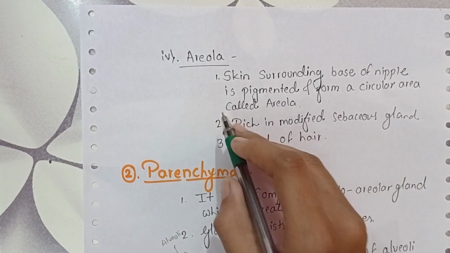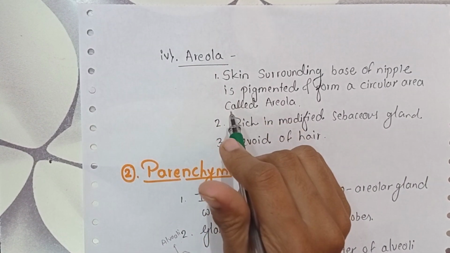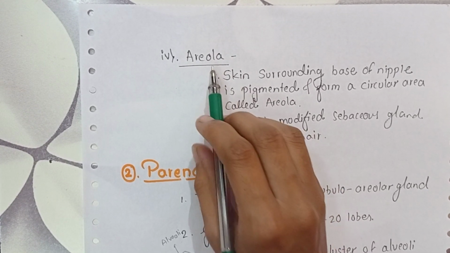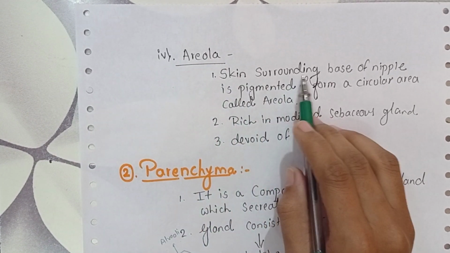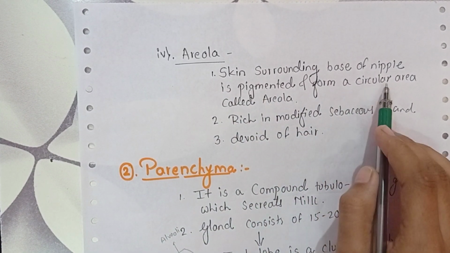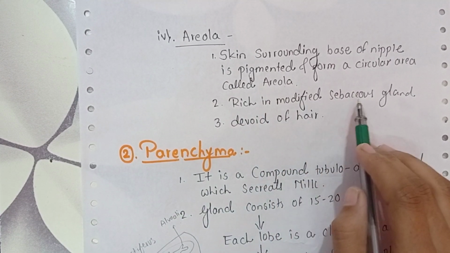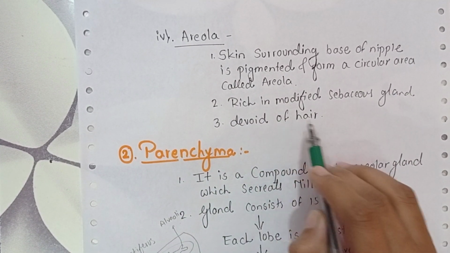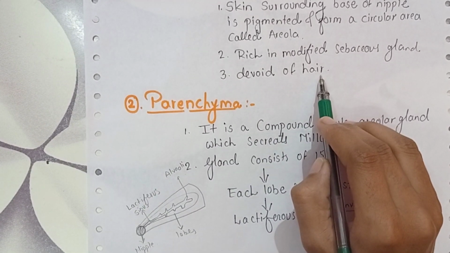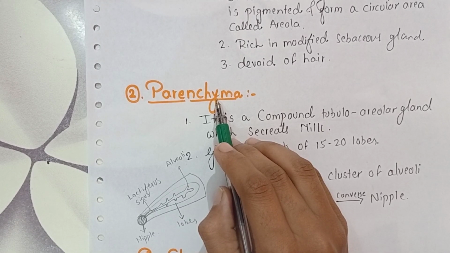Next to that, the subheading in the skin will be the areola. One is the nipple, the second is the areola. The areola is the skin surrounding the base of the nipple, is pigmented and forms a circular area called the areola. It is rich in modified sebaceous glands and devoid of hairs. The next subheading under structure is parenchyma.